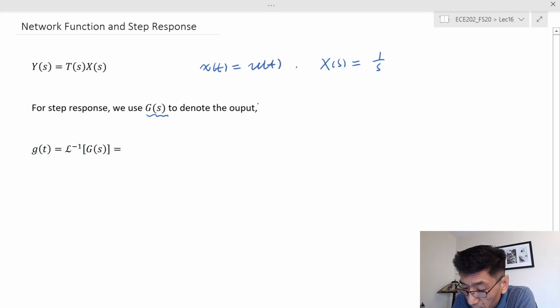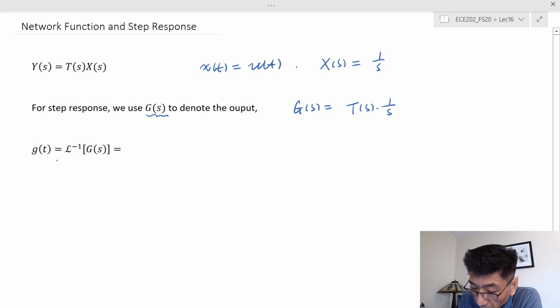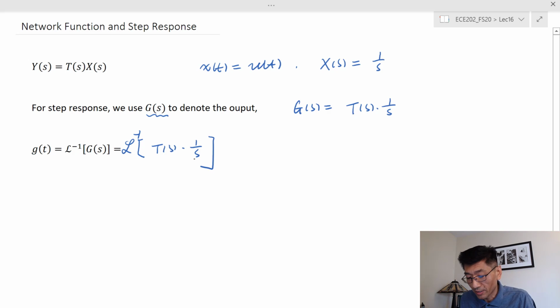In this case, G(s) is going to be equal to T(s) times 1 over s, because now X(s) is equal to 1 over s. And the inverse Laplace transform of G(s) is just the inverse Laplace transform of T(s) times 1 over s. It's fairly straightforward, I would say.